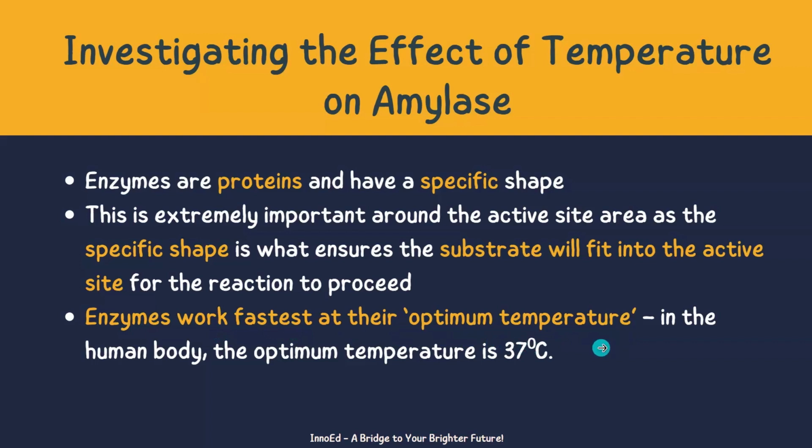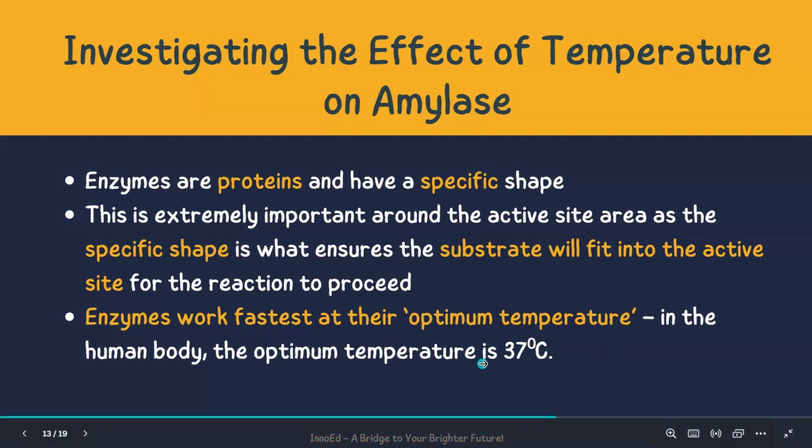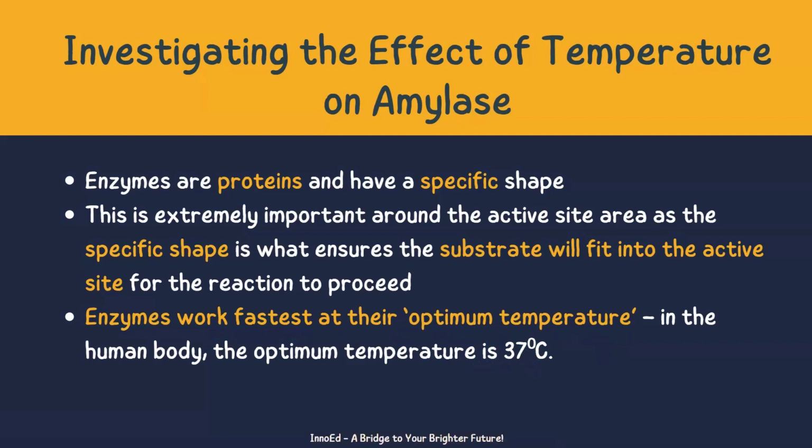For example, for our human body, it is 37 degrees Celsius. That is why our normal human body temperature is 37 degrees Celsius.